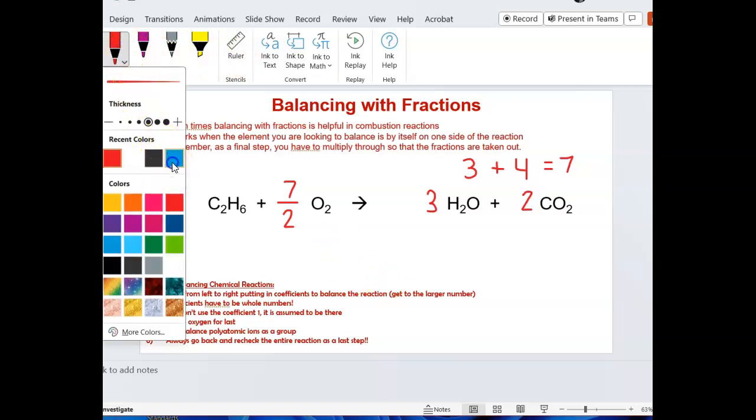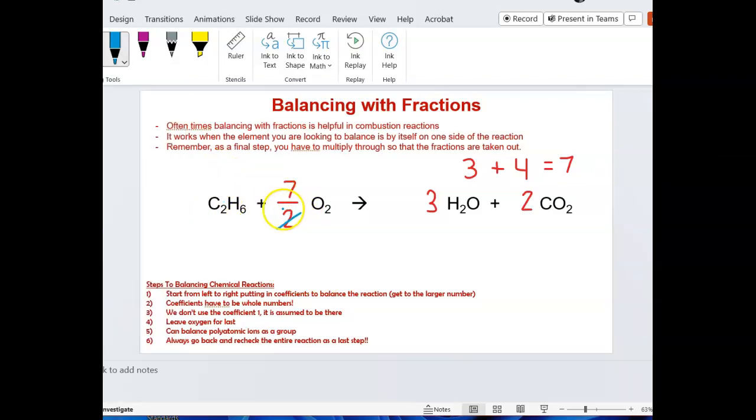To get rid of that fraction, I need to multiply by 2, right? 7 over 2 times 2 is 7. So if I multiply this by 2, I just get 7, so that's good. But just like in algebra, if I multiply one substance by 2, then I have to multiply everything by 2. So I have to go back to the beginning of the reaction and say 2 times 1 is 2, 2 times 3 is 6, and 2 times 2 is 4.